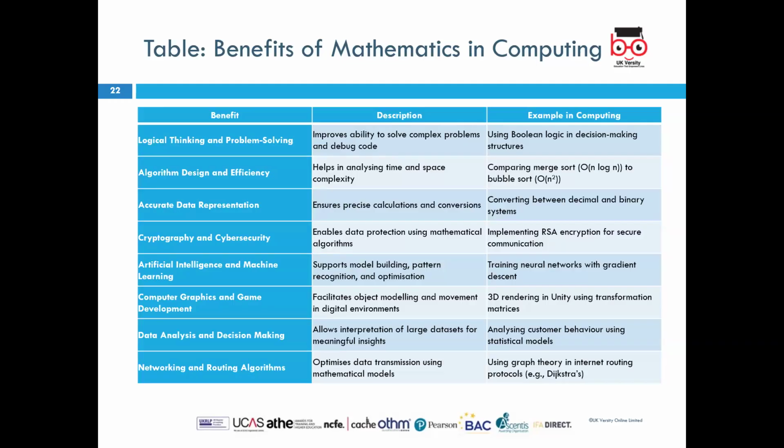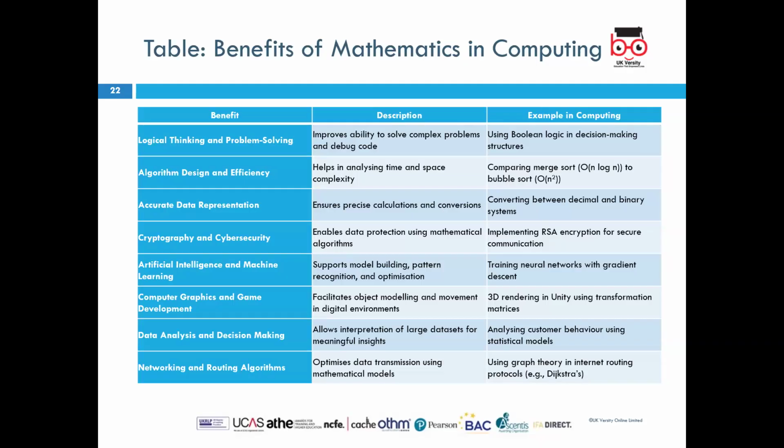Accurate data representation ensures precise calculations and conversions. Converting between decimal and binary systems is an example in computing. Cryptography and cybersecurity enables data protection using mathematical algorithms. An example could be implementing RSA encryption for secure communication. Artificial intelligence and machine learning supports model building, pattern recognition, and optimization. An example of this could be training neural networks with gradient descent.